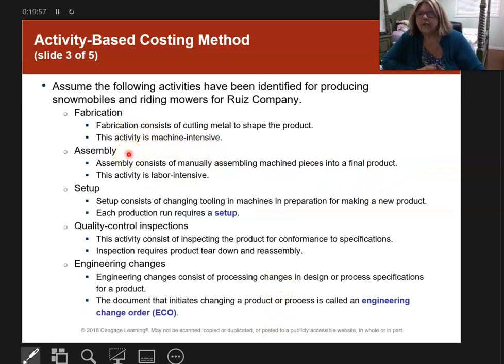Fabrication and assembly, we already heard about those, but we also have setup, because every time I change from one product to another, I have to set up all my machines to run that. I have quality control, because somebody has to inspect the products coming off the assembly line to make sure they're accurate. And finally, I have engineering changes, also known as ECO, because sometimes I might have to tweak a process and make an actual change. So these are the different activities. We're going to do the same concept here. We're going to take the activity, take the total dollar amount, find a rate for each activity, and then apply that rate to each product.